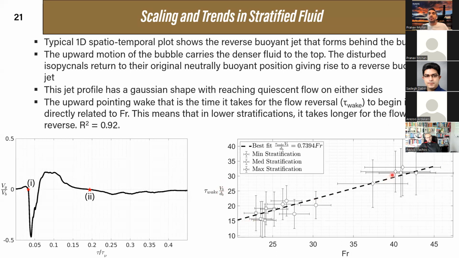And we found that there is a good agreement between this time scale that we have found and the Froude number, and the R squared here is 0.92. We come to the conclusion that this non-dimensional flow reversal that takes place is proportional to how strong the stratification is. So for stronger stratifications, that is for lower Froude numbers, the flow reversal takes place faster.